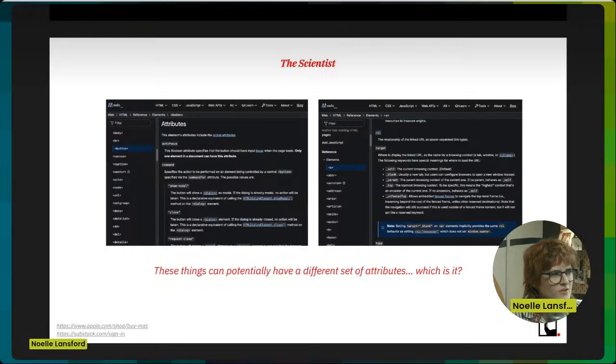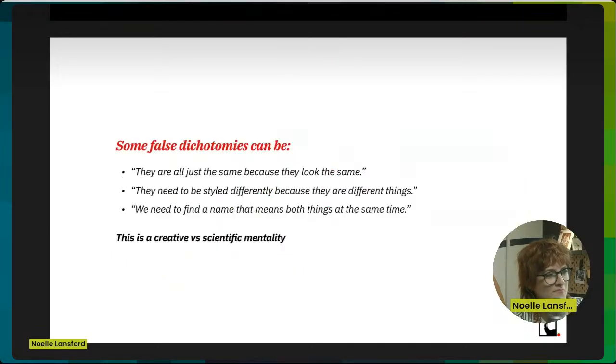And so those two things would need to be maintained quite differently. You've probably had this conversation on your team before. So I think some false dichotomies when we pit the creative mind against the scientific mind can be, well, they're all just the same because they look the same. Sometimes we get the creative mind saying that more often. You might find the scientific mind saying things like they all need to be styled differently because they're different things.